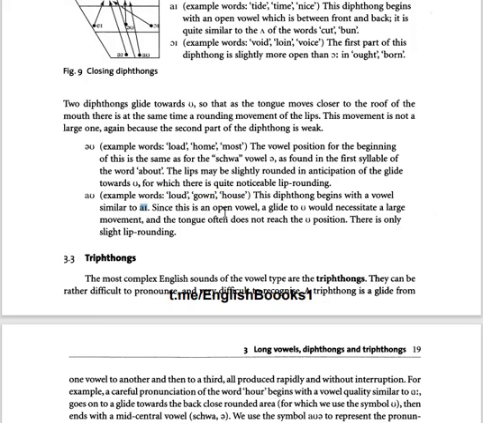Since this is an open vowel, a glide to short vowel oo would necessitate a large movement, and the tongue often does not reach the short vowel oo position. There is only a slight lip rounding.